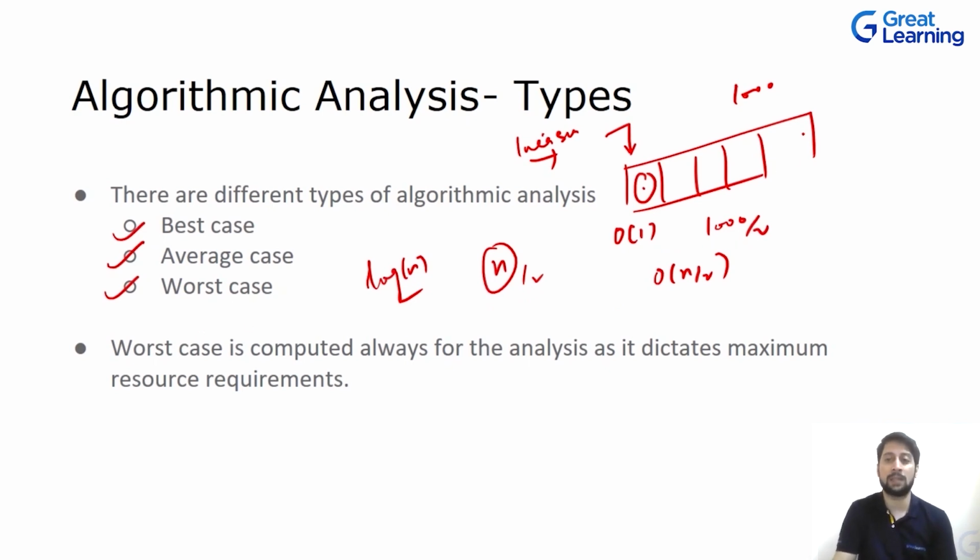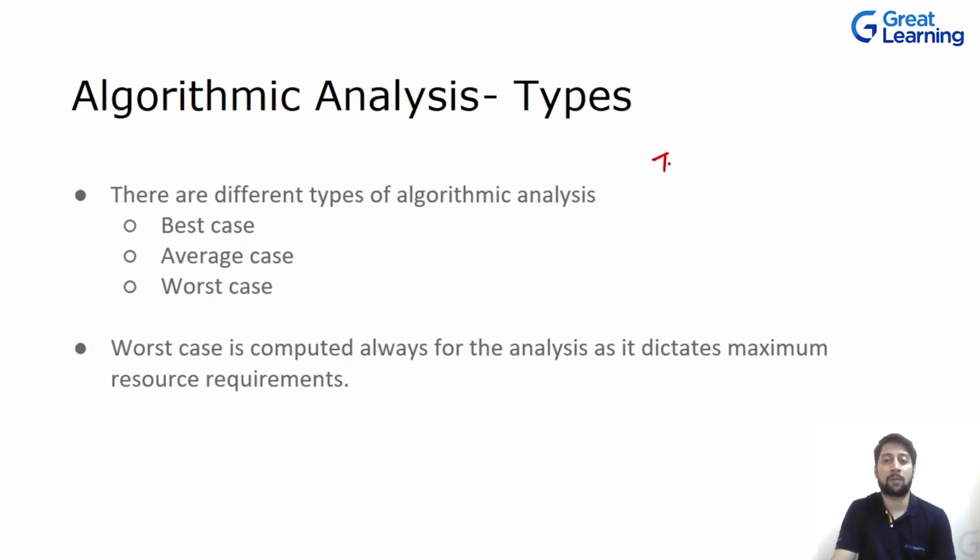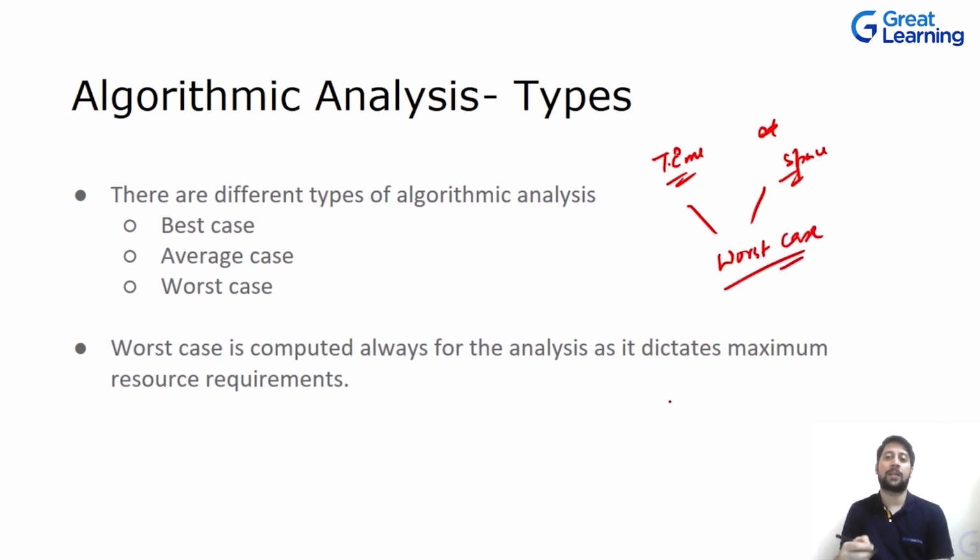Now, when you talk about worst case, the element is found at the end, or it is not even found in the array. You're traversing each and every element in the array and still you were not able to find the element. So this is the worst case. The worst case is always taken into consideration because this is the maximum resource that you require when you talk about time complexity or space complexity. So you always deduce your time and space complexities based on worst case.